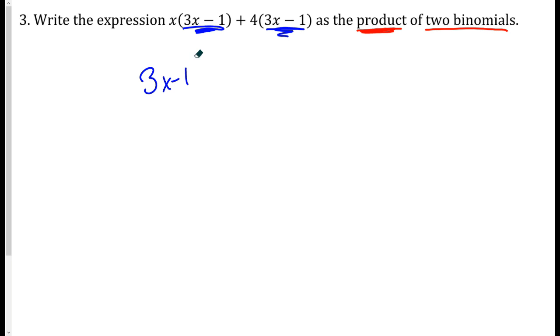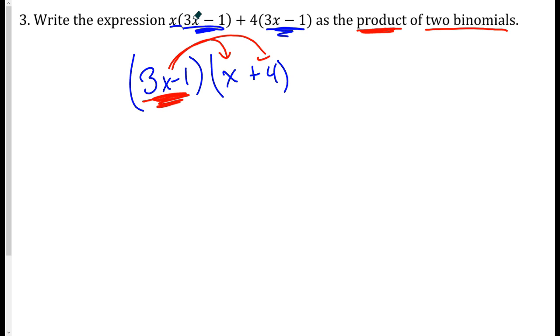So let me factor that 3x minus 1 out, and what am I left with? Well, x plus 4. I could check my work by saying this thing is one whole chunk, and I'm going to distribute that in. I get x times 3x minus 1, and then I get positive 4 times 3x minus 1. So my final answer is 3x minus 1 times x plus 4. This is the product of two binomials, and they're both linear factors.